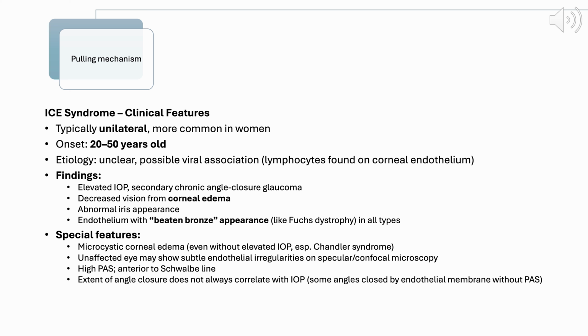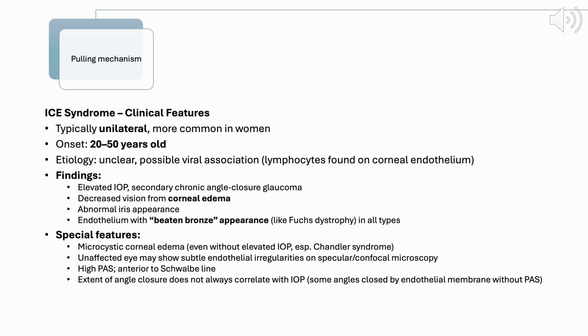Clinically, ICE syndrome is almost always unilateral and occurs more commonly in women, usually presenting between the ages of 20 and 50. The exact cause is uncertain, though a viral association has been suggested, as lymphocytes are sometimes found on the corneal endothelium. Typical findings include elevated intraocular pressure from chronic secondary angle closure glaucoma, decreased vision from corneal edema, and variable iris changes. On slit-lamp, the corneal endothelium often shows a characteristic beaten bronze appearance, similar to what is seen in Fuchs dystrophy.